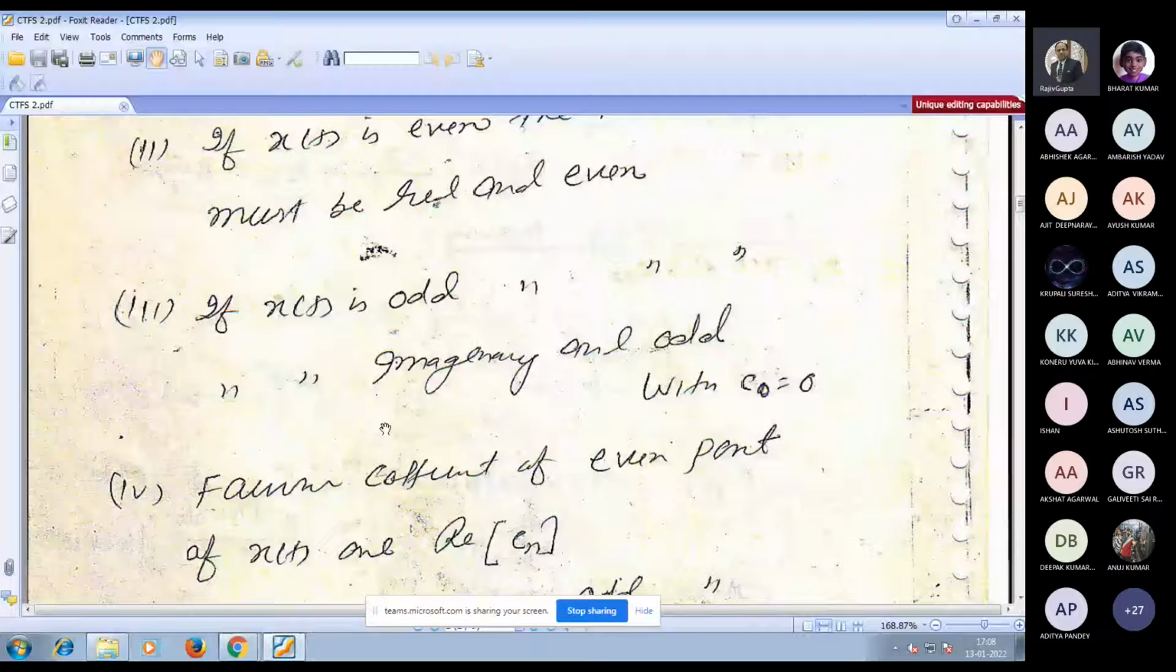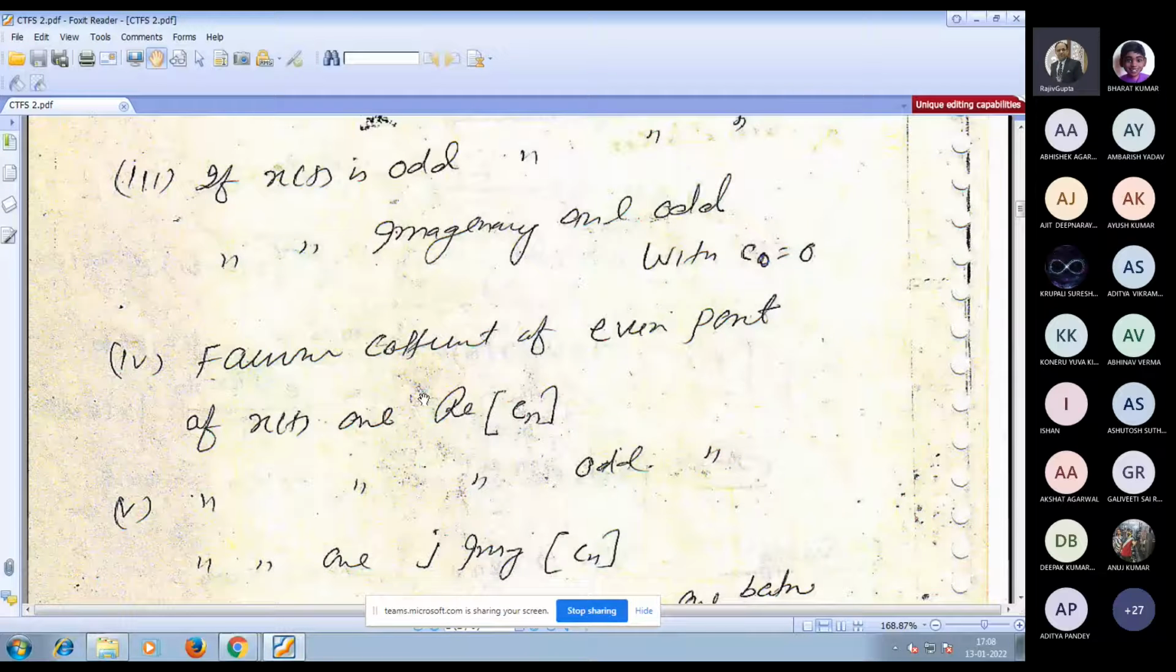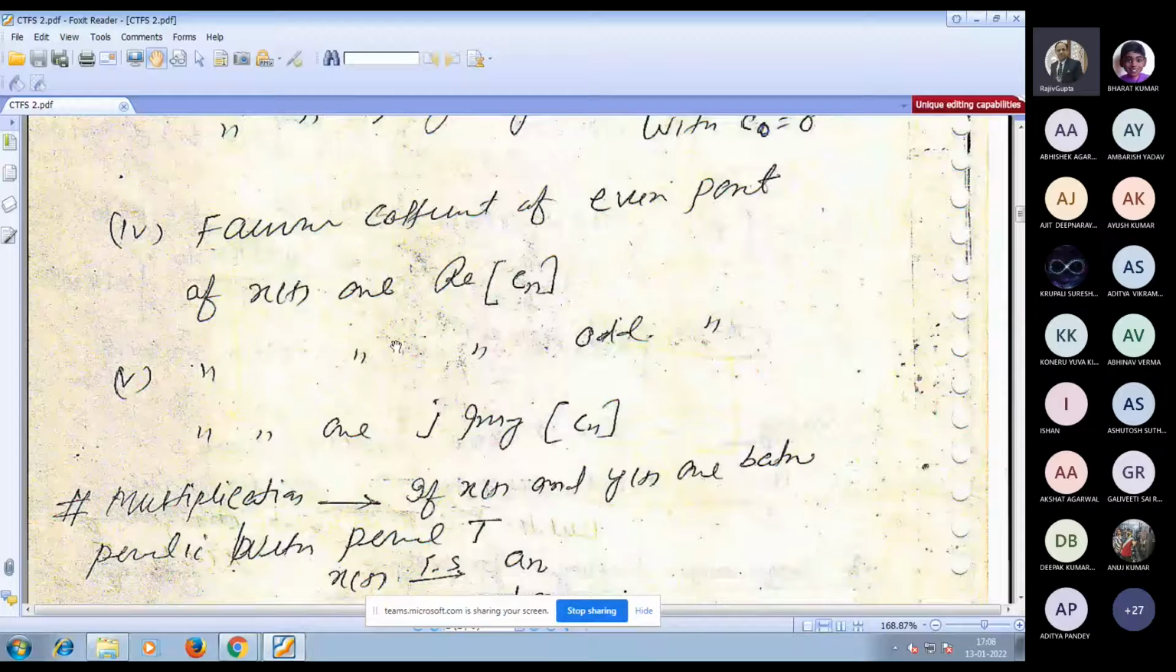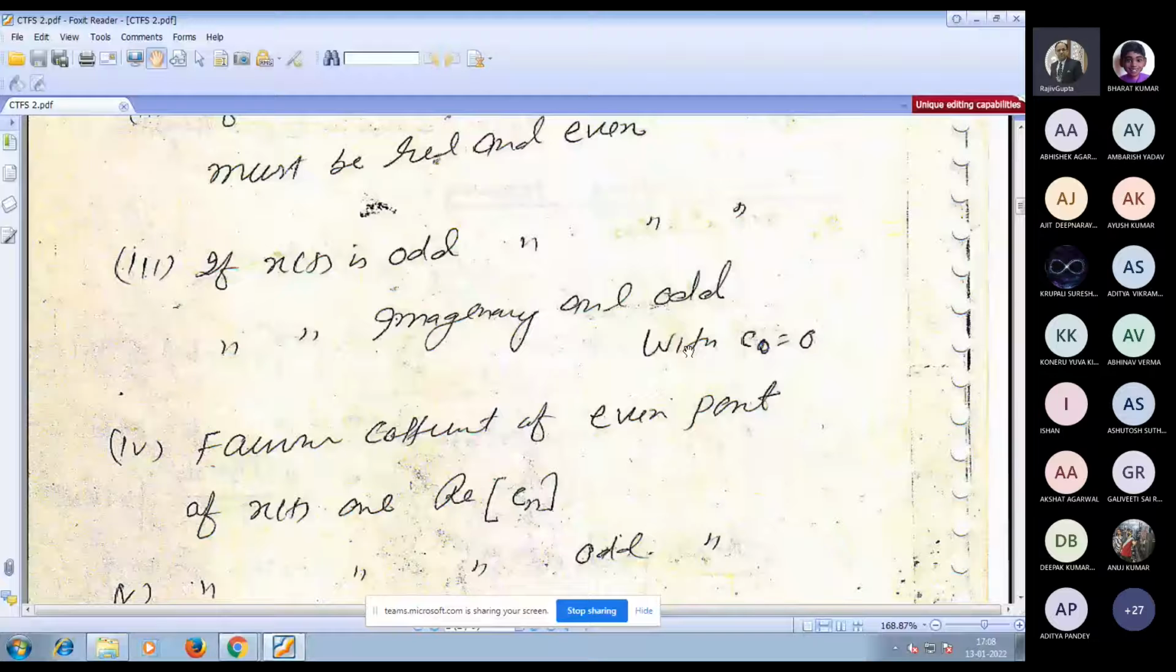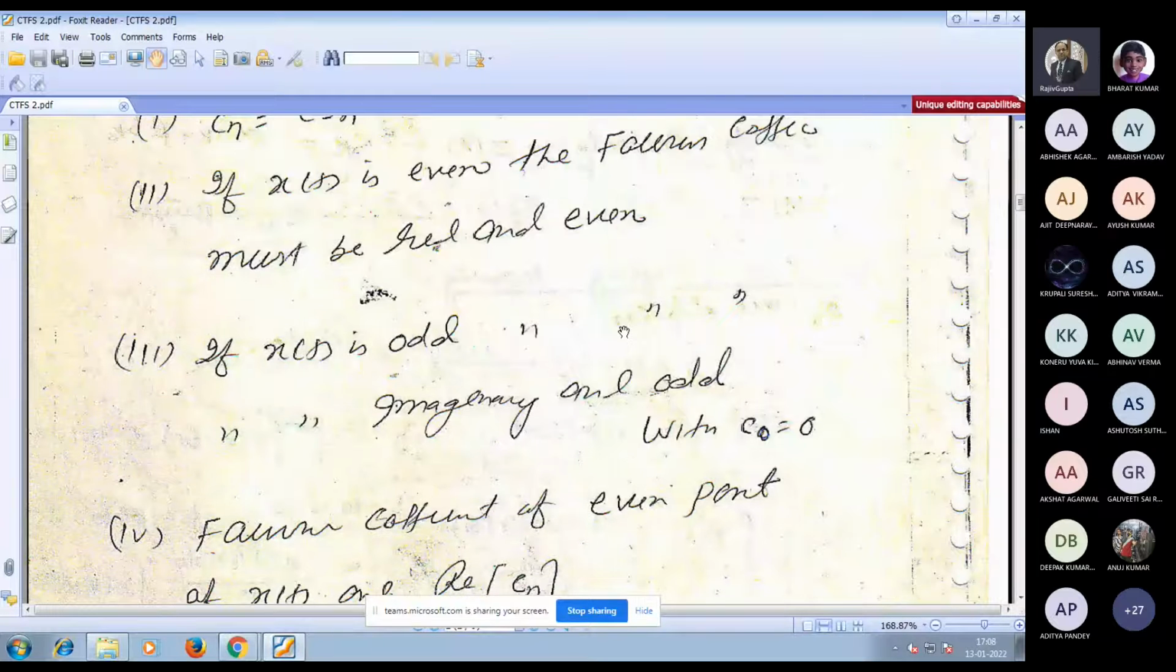And these are the other properties that are already written. So the two important points we got from here: if xt is real and even, the Fourier coefficient will be real and even. If xt is real and odd, the Fourier coefficient will be imaginary and odd, along with C naught being 0. These kinds of properties you can use while solving different numerical problems where they mention the specific kind of signal, whether the signal is even, real, or odd.